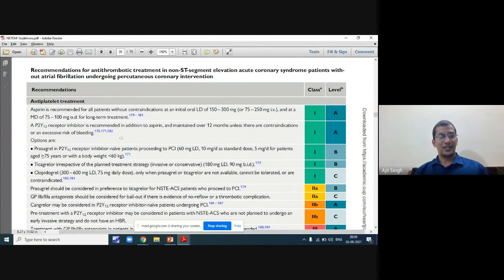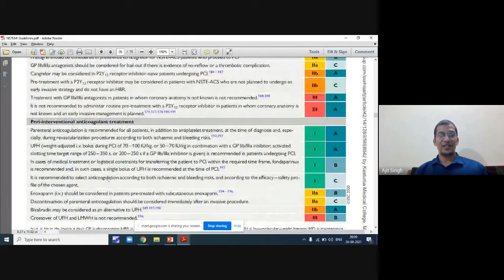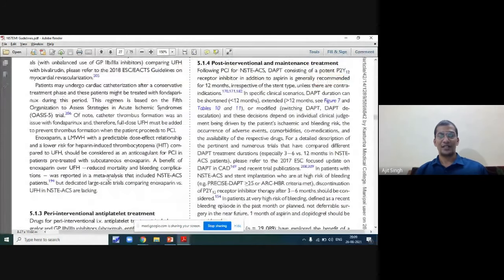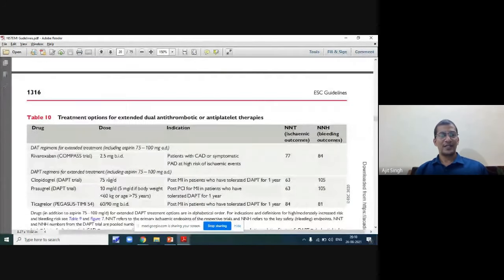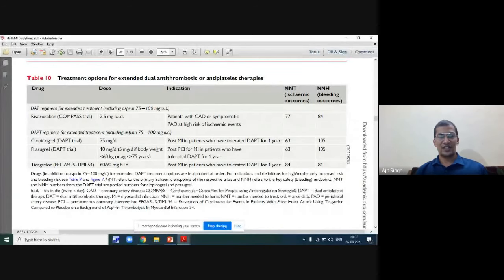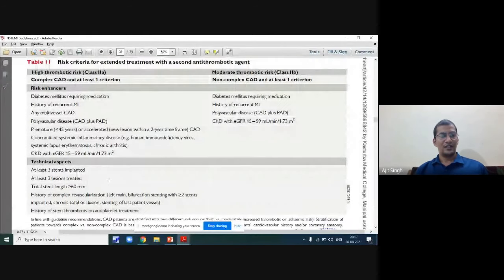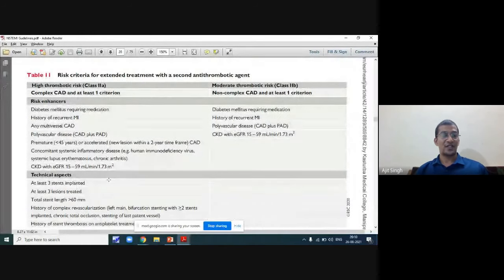Okay, so here all the recommendations are given. Ticagrelor, irrespective of planned treatment, should be given as a 180 mg loading dose along with a 90 mg maintenance dose. Clopidogrel can be given as a 300 to 600 mg loading dose and a 75 mg daily dose. So these are the recommendations for all the drugs. And here you can see the extended treatment, and the risk factors.